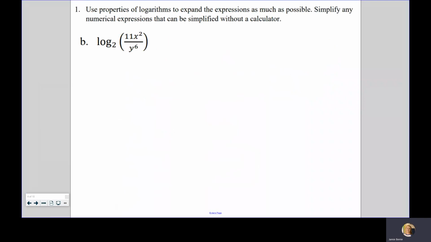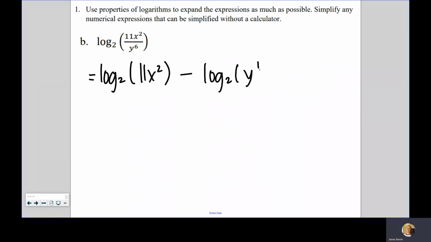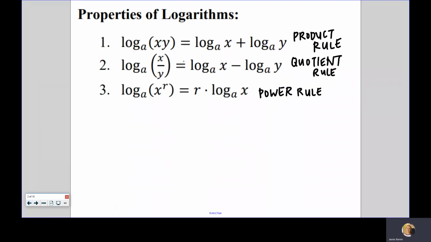Here we have log base 2 of 11x squared divided by y to the 6th. So my first thing I'm looking at here is I've got to deal with this fraction. So I'm going to go ahead and use the quotient rule to expand that. So I have log base 2 of the numerator minus log base 2 of the denominator. So again, just apply that quotient rule that told me if I have log base a of some quotient, x divided by y, it's just log base a of the numerator minus log base a of the denominator.